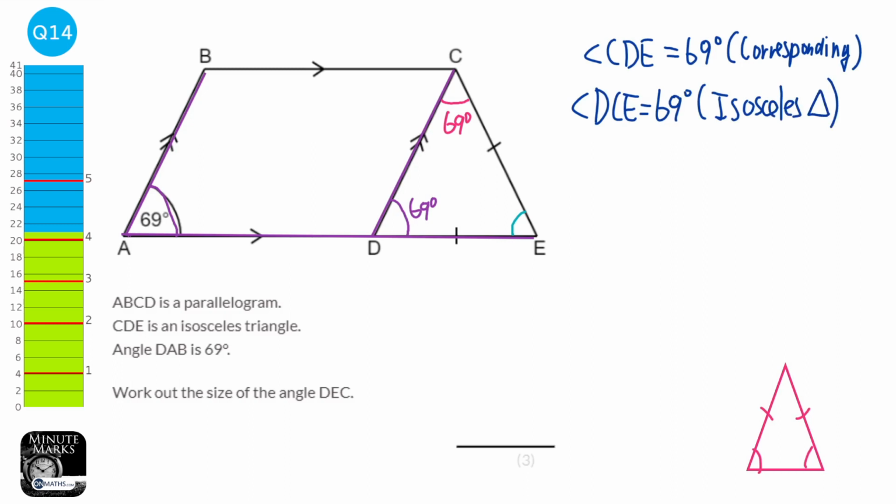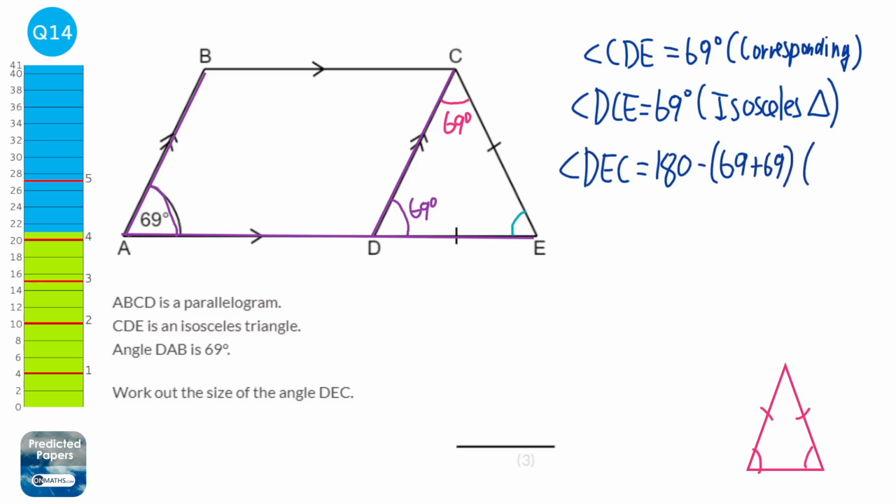Finally, we can work out what CED is by taking those away from 180. So angle CED, or actually I should keep it as it says in the question, DEC, is equal to 180 take away the 69 plus 69. The reason for that is angles in a triangle equal 180 degrees.